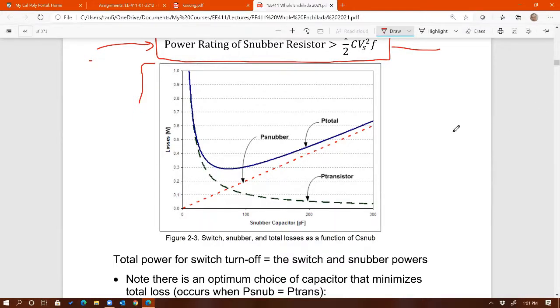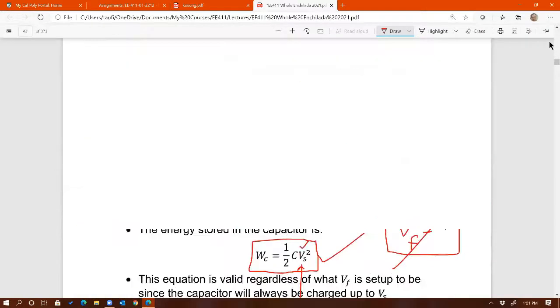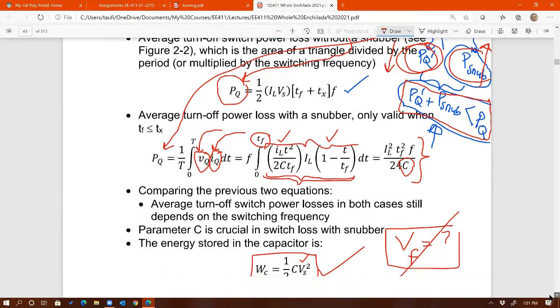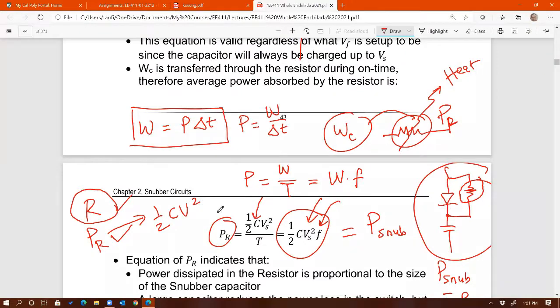So once we have the equations, that's what's nice about mathematical equations. You can see the two equations right here. Power loss on the snubber is a function of C, and so is the switch loss, which is also a function of C. This is also good to see: from the mathematical equation, you can see that as you increase C, you lower PQ, but at the expense of increasing PR.